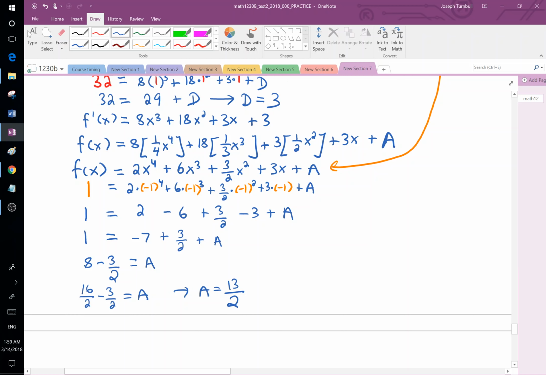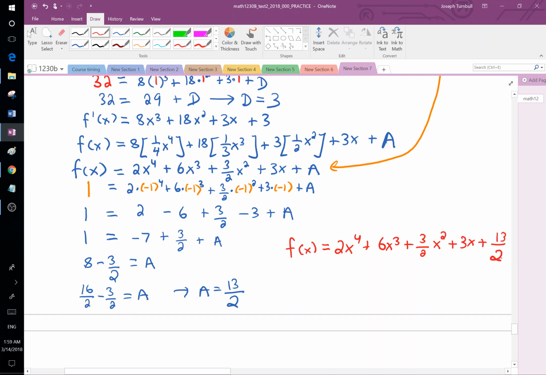And if nothing was screwed up in here, you didn't make any mistakes, so it's a special type of miracle. And then the function f of x is 2x to the 4 plus 6x to the 3 plus 3 over 2 x to the 2 plus 3x plus 13 over 2.